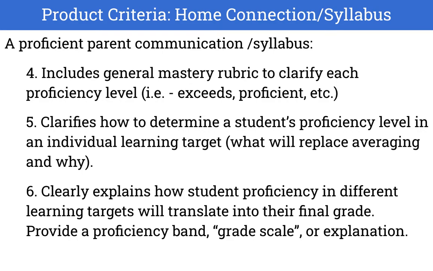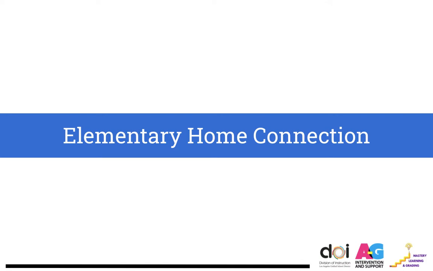Includes general mastery rubric to clarify each proficiency level. Clarifies how to determine a student's proficiency level in an individual learning target. Clearly explains how student proficiency in different learning targets will translate into their final grade. We are going to look at some elementary home connection exemplars against this criteria.